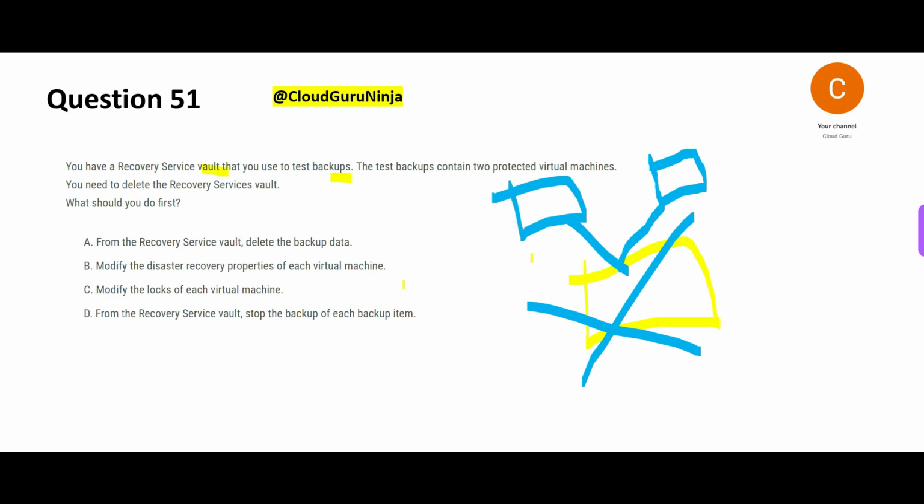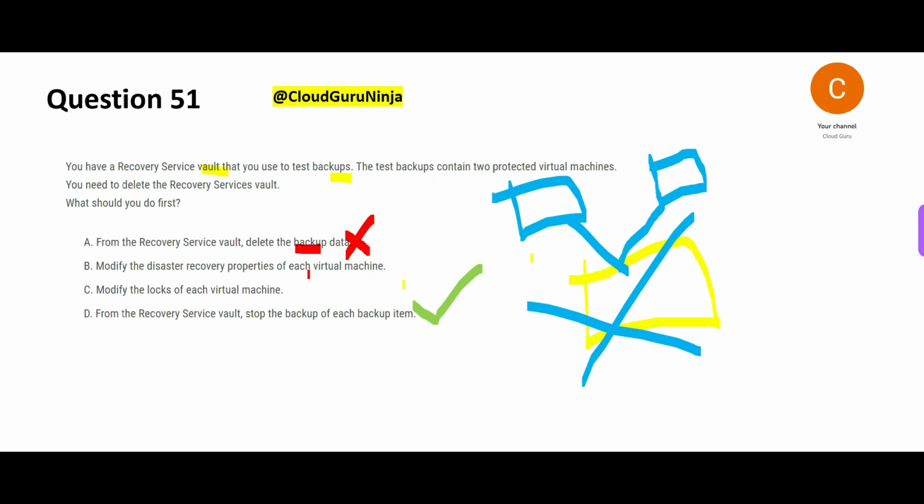As an example, consider you have a plumber and you have a pipe leakage in your apartment. So what does the plumber do? He will first go and switch off the water pipe connection, and then he will try to repair the pipeline. So first you have to stop the water pipe connection. Similar to that, you have to stop this. So D would be my answer here. Now A says that you delete the backup data. This can be the next action, not the first one, and hence A is wrong.